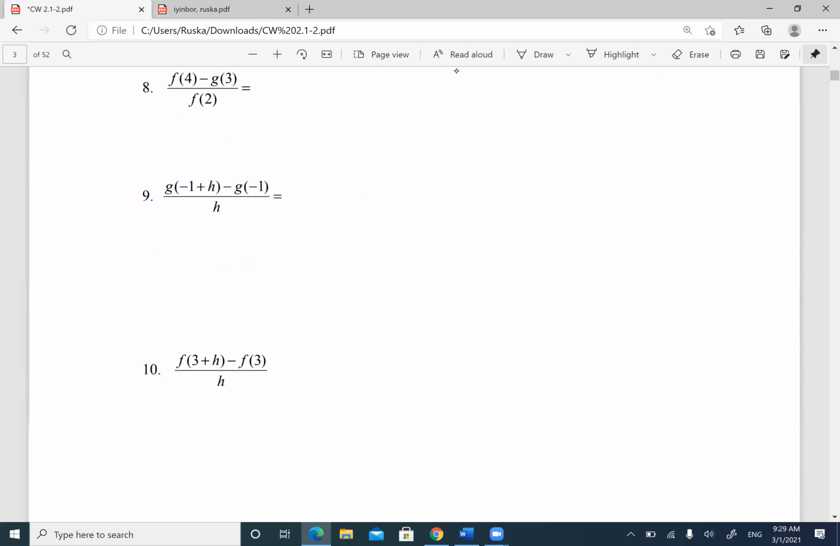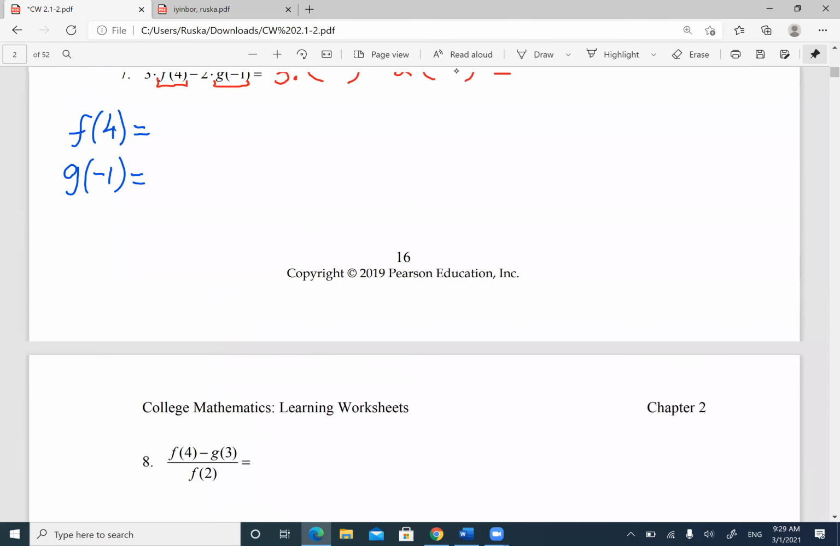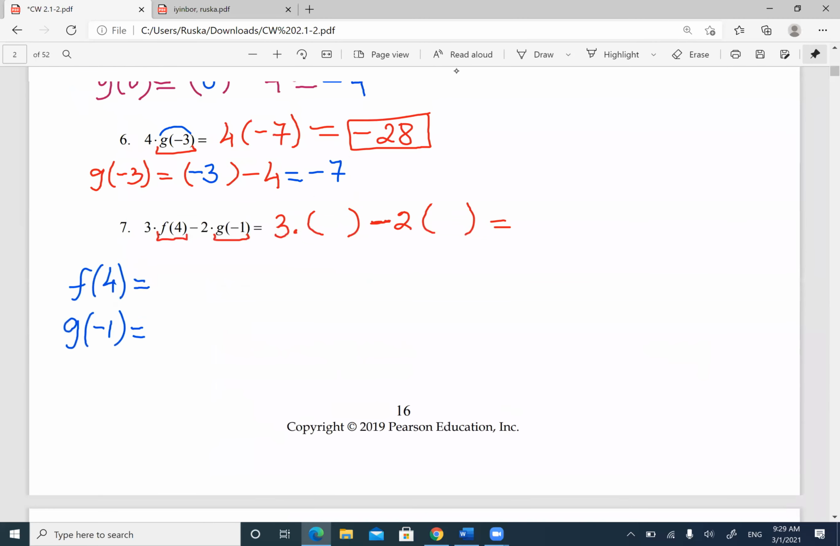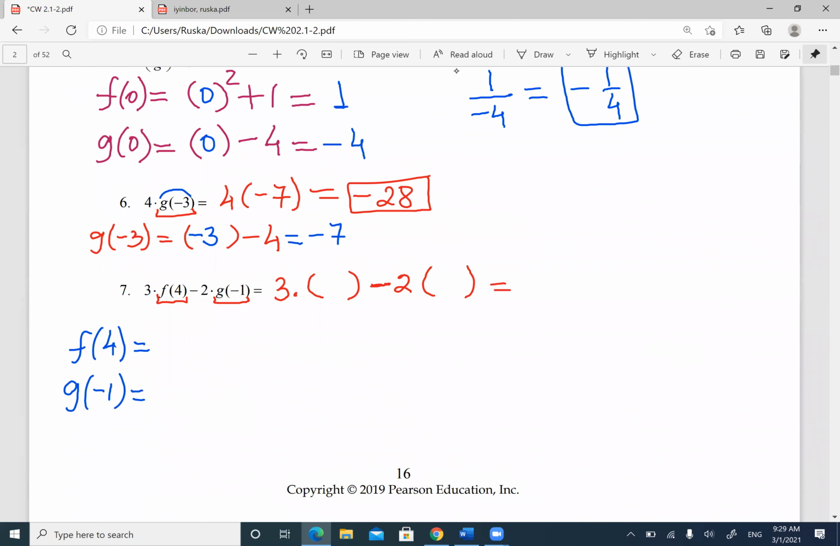We're using the same functions for all the way to 10, correct? Yes. Okay, so what is f? F was x squared plus 1. So it's going to be x squared plus 1, and the other one was x minus 4, the same function. So what you plug it in, we'll plug in 4 for f and -1 for g. So here, just be careful which function you're using. Do you use f or g? So be careful you plug it in the right function.